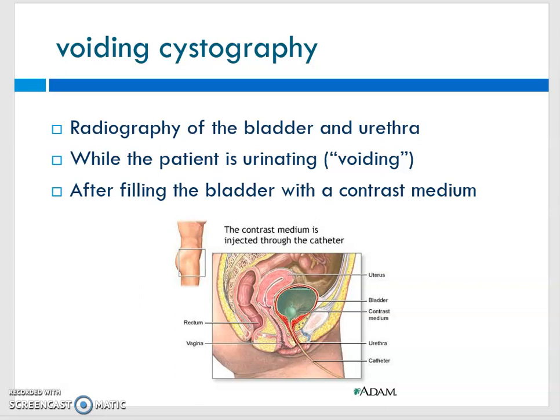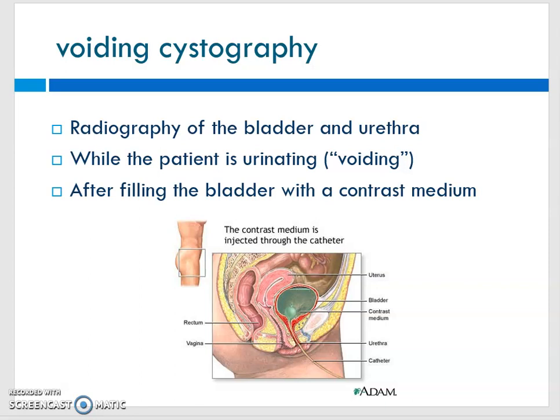If we were going to instill contrast medium using a Foley catheter into a bladder, we're probably doing something called voiding cystography. And that's usually the procedure that we're involved in as radiographers when we're putting a catheter in to instill the fluid. This is a radiographic exploration or examination of the bladder and urethra while the patient is urinating or voiding after filling the bladder with contrast medium. So that kind of gave it to you in the reverse order.